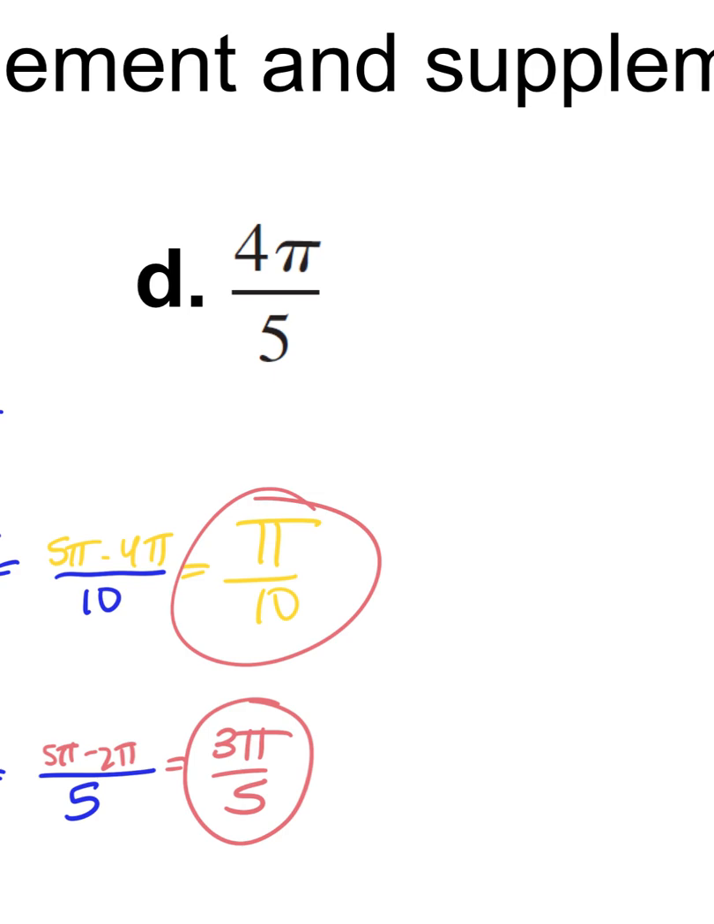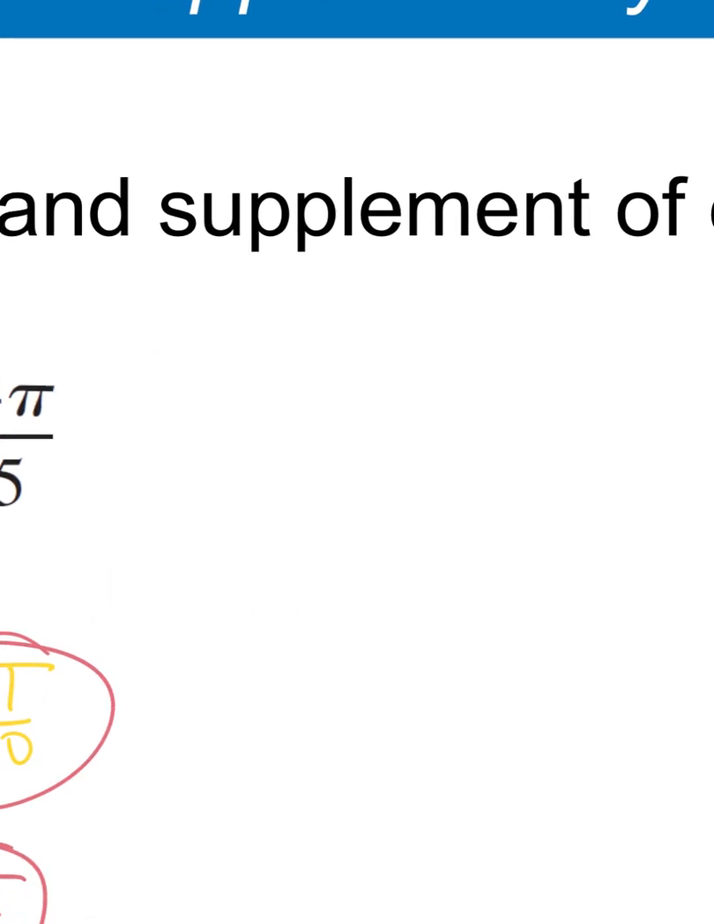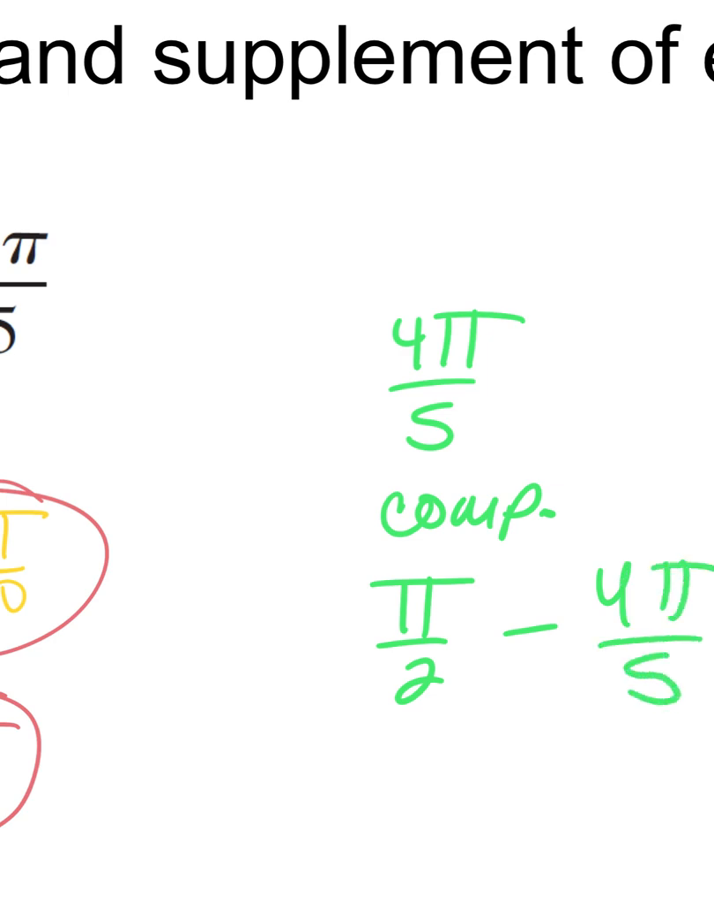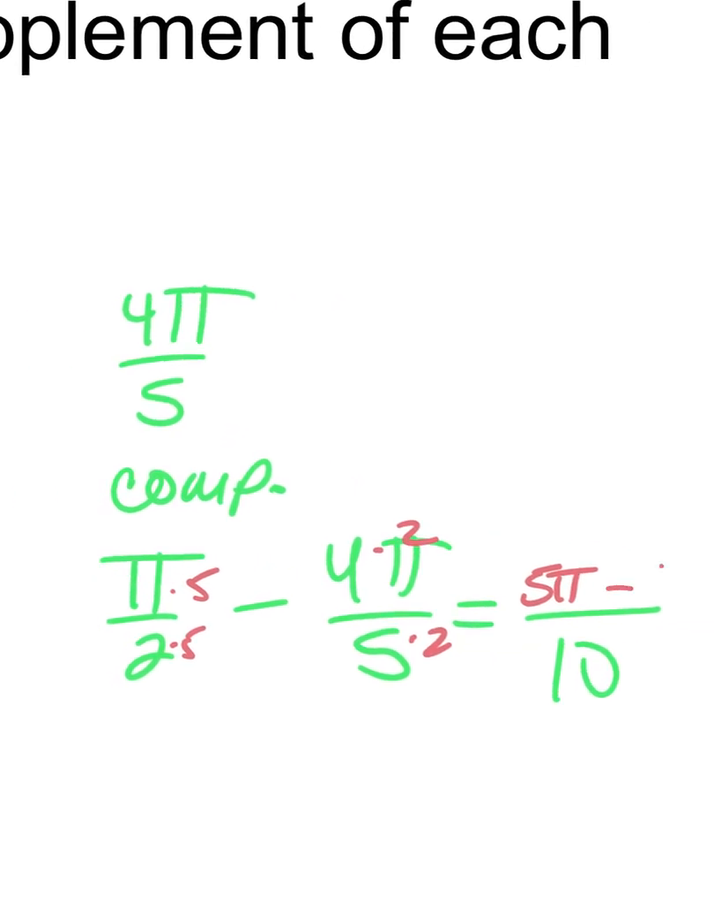I know I've been talking a lot. So I'm going to find the supplement and the complement to 4 pi over 5. Complement. What do I start with? Pi over 2. So pi over 2 minus 4 pi over 5. Common denominator is 10. I'd have to multiply the bottom by 5, so the top by 5, I get 5 pi. Bottom by 2, top by 2. 5 pi minus 8 pi. That gives me negative 3 pi over 10.